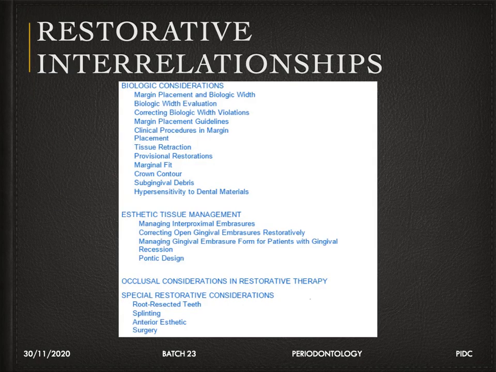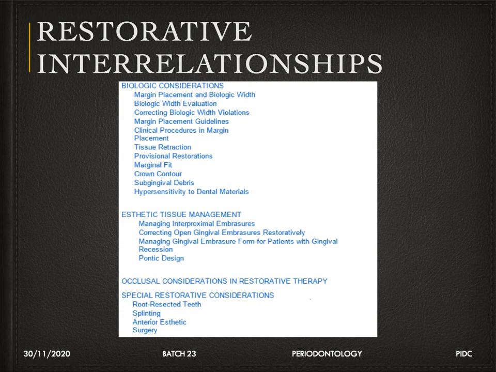When it comes to restorative dentistry, the most important thing is the biological width. The considerations are biological width, aesthetics, occlusal consideration and special restorative considerations. The margin placement and the biological width are most important when placing a crown or a filling. If the placement of the crown or the filling violates the biological width, then there will be disease. So the periodontist's role is to make sure the biological width is not violated. That is the relation between restorative and perio.